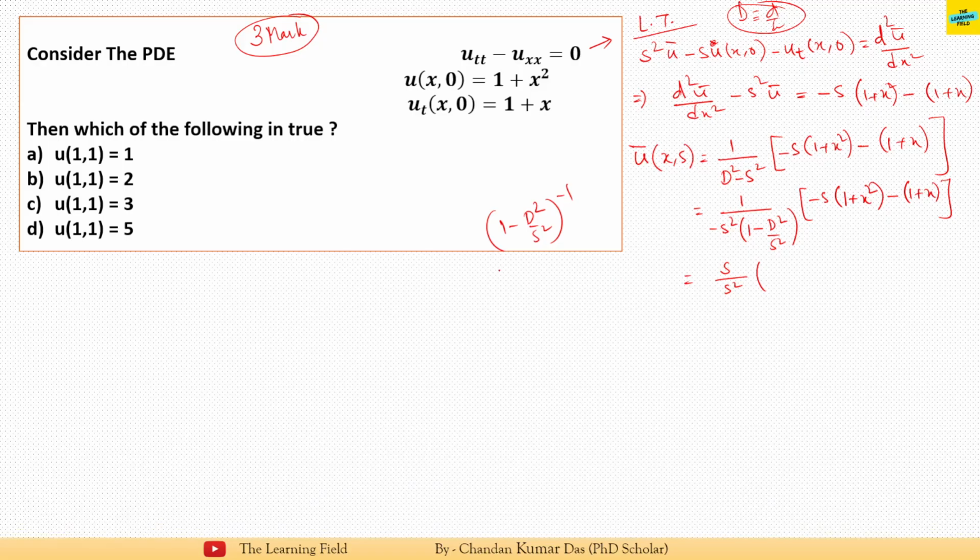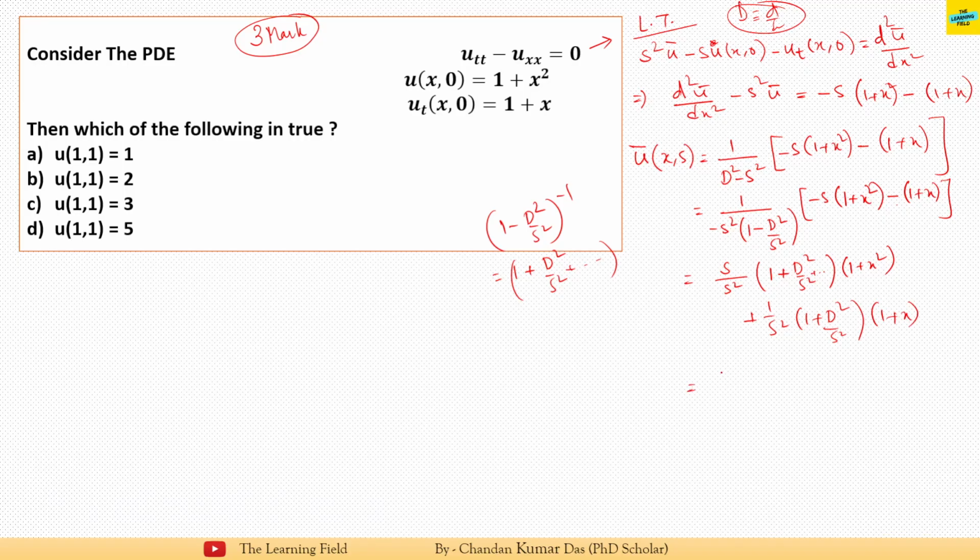If we expand, the first term is 1 plus D squared by s squared, and then more terms, but we don't need those. So this is equal to s by s squared, 1 plus D squared by s squared plus so on, operating on 1 plus x squared, and for the other term, plus 1 by s squared into 1 plus D squared by s squared operating on 1 plus x.